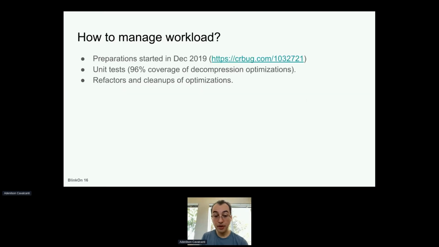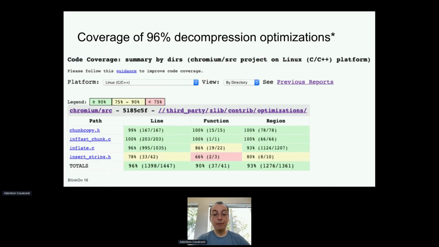Okay, so how to manage the workload? They say fortune favors the prepared. So the preparations started in December 2019. First, I added unit tests to ensure great code coverage of our optimizations. And next, I started doing refactors and cleanups, trying to insulate the optimizations from the code that was shared with Canonical zlib. So this is a screenshot of unit test coverage of the decompression optimization. We are at, let me see, 96%, which is not too shabby.